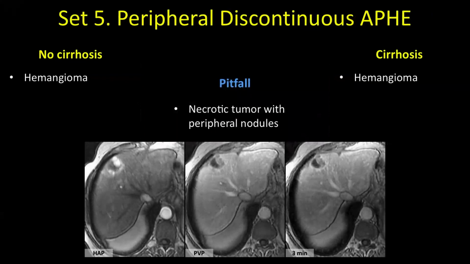And finally, peripheral discontinuous APHE is a hemangioma, period, but just be aware that in order to call this, what you really want to see is that the puddles expand and follow the blood pool. If the puddles do not expand and or do not follow the blood pool, it's not a hemangioma. Think necrotic tumor with peripheral nodules.